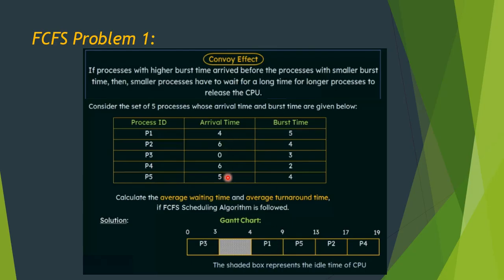Then the next one to arrive would be process 5. So process 5 comes in at exactly 9, when process 1 stopped. It has a burst time of 4, which means you add 9 plus 4, which will give you 13. And so it stops there at 13. And then eventually process 2 comes in with a burst time of 6. Process 2 and process 4 arrived at the same time.